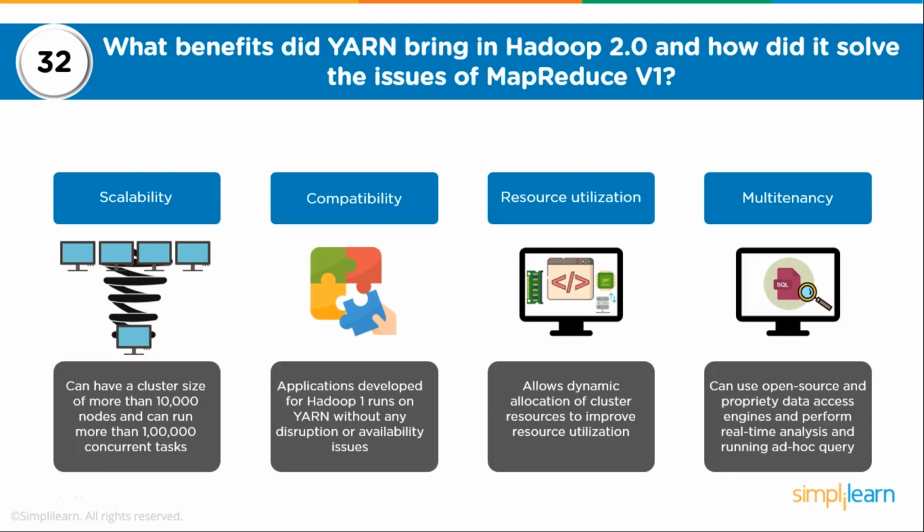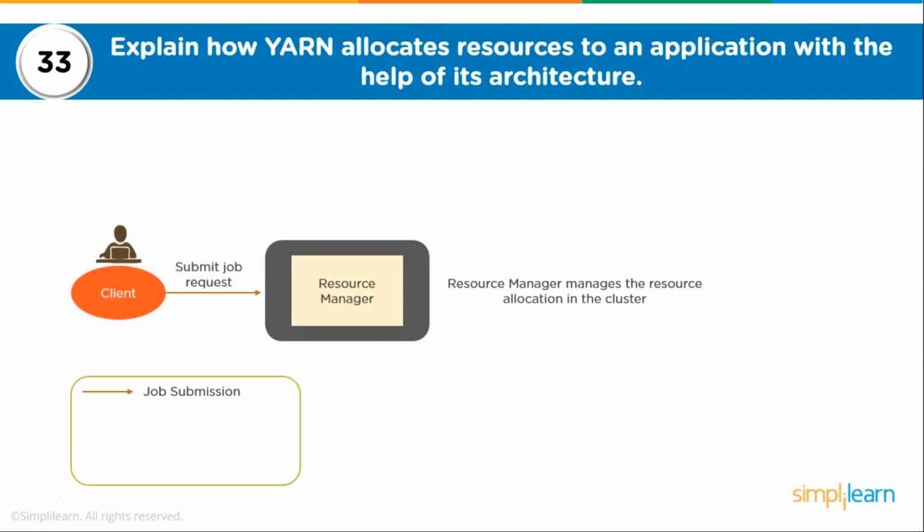Compatibility. Hadoop version 2 is fully compatible with whatever was developed as per Hadoop version 1, and all your processing needs would be taken care of by YARN. So dynamic allocation of cluster resources, taking care of different workloads, allocating resources across multiple machines and using them for execution, all that is taken care of by YARN. Multi-tenancy, which basically means you could have multiple users or multiple teams. You could have open source and proprietary data access engines, and all of these could be hosted using the same cluster.